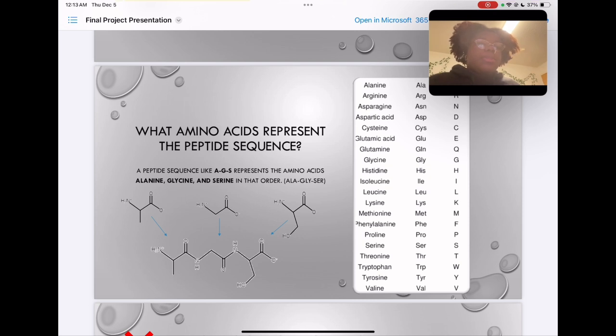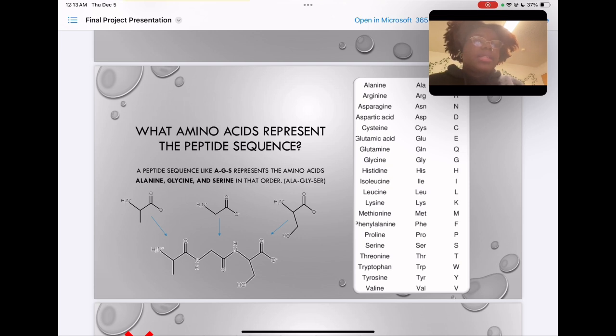You can tell that this first amino acid is alanine because of the methyl group attached to the alpha carbon. The alpha carbon is going to be the carbon between your amino group and your carboxyl group. And that's how you can tell that's alanine.